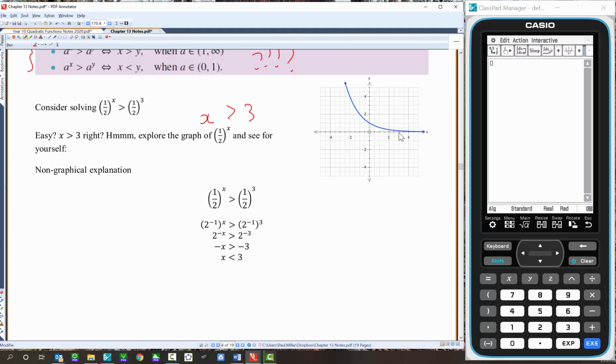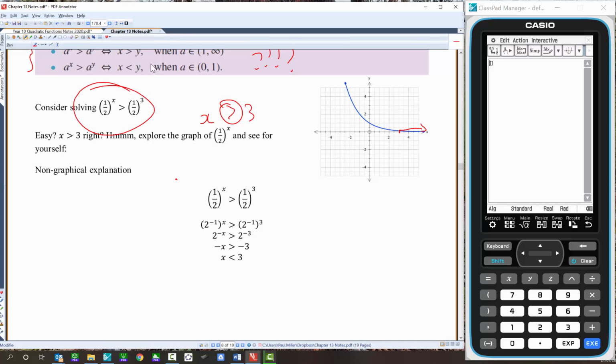So let's find out where 3 is. There it is there. And what do you notice? For all the values of x greater than 3, it looks like it's less than 1/8, not greater than 1/8. So what would I have to do to make this true? Well, I would have to flip this inequality. Now, how do I know I have to flip it in this scenario? Well, here's your best bet.